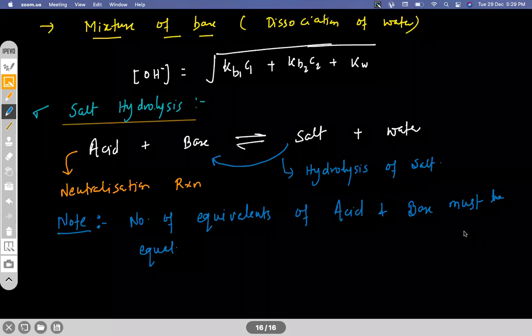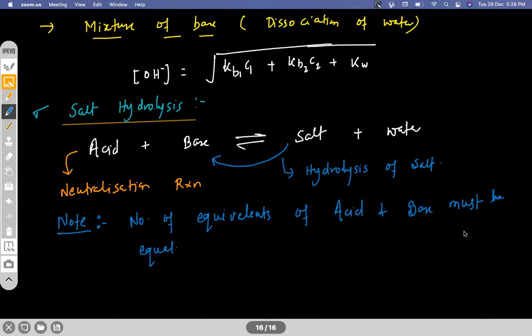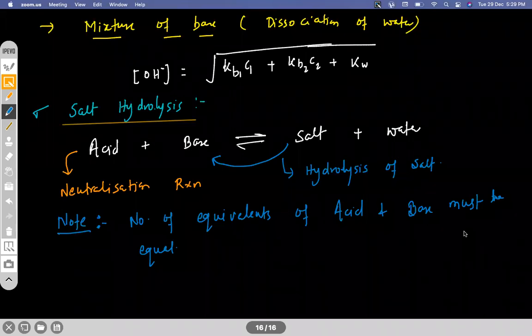Correct. The number of equivalents must be the same. If it is not the same, then that will be a different case, and we cannot use the formula of salt hydrolysis. Okay, just keep this in mind.